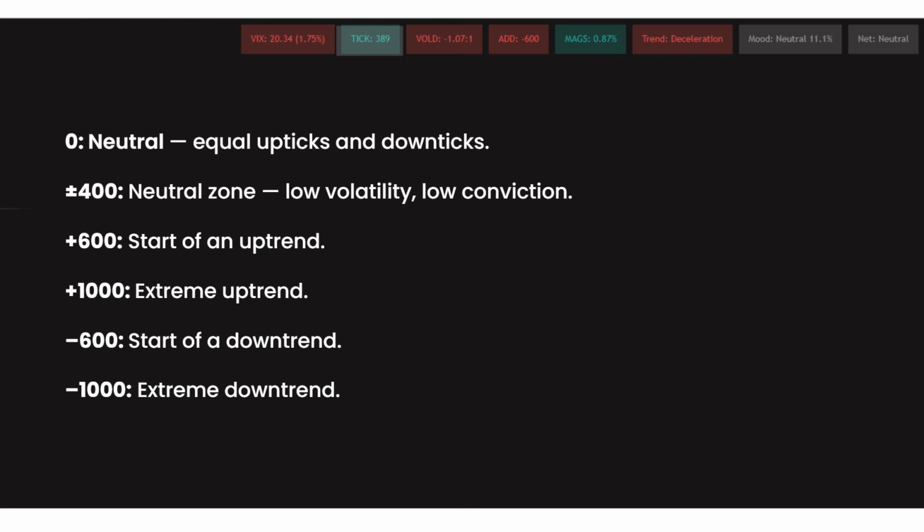The cumulative tick is the most sensitive and volatile of the market internals, making it most useful for active traders and short-term position management. It's also commonly used as a contrarian signal to spot potential market reversals, essentially fading the extremes.